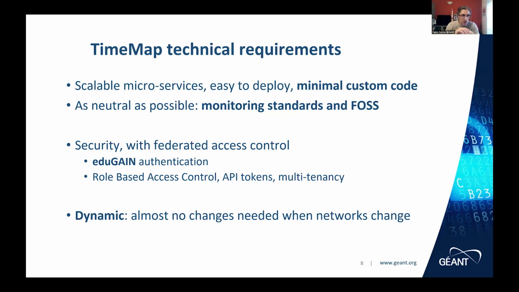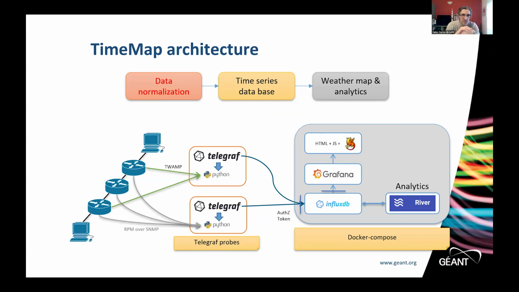But for the purpose of supporting as much of the community as possible, we decided to integrate in our deployments also support for federated assets through GAIN and a quite rich access control mechanism supporting both multi-tenancy and API tokens. The idea behind TimeMap is that the monitoring tool should adapt dynamically to the changes of the network, so also the configuration is lightweight. The setup in the end is quite simple, because TimeMap is an extract, load, transform application.